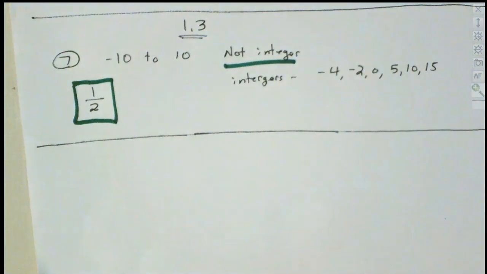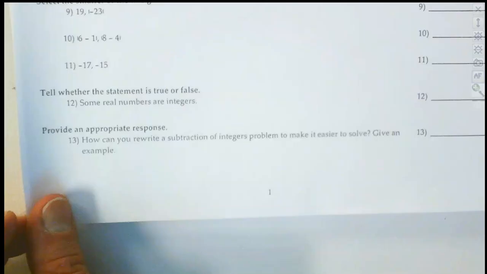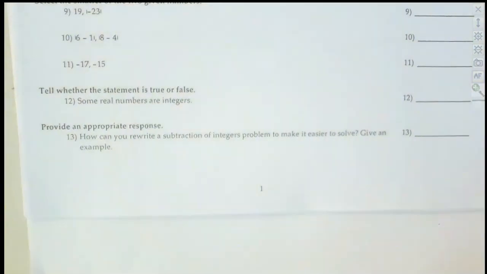Question 13. How can you rewrite a subtraction of integer problem to make it easier to solve? Well, in some cases, when we look at subtraction, we can get confused by the order and the signs. So in some cases, just simply flipping the order around makes it easier for us to understand.